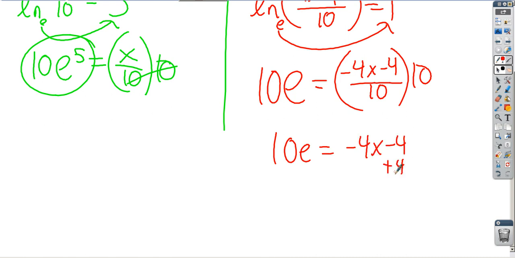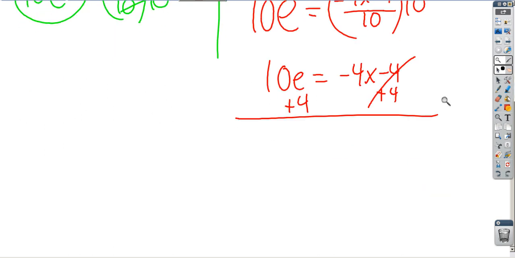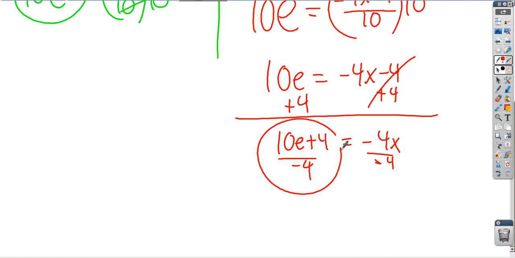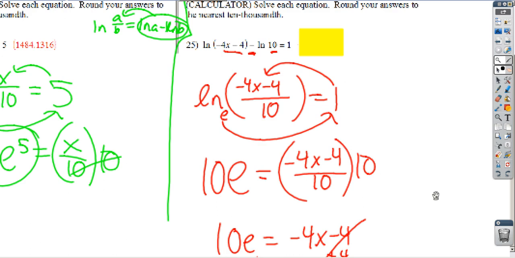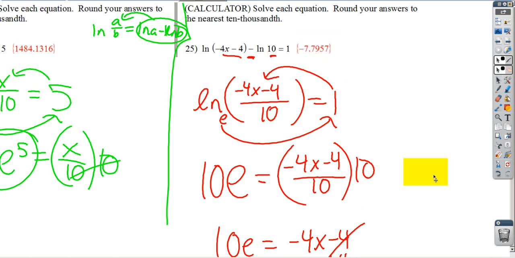We'll add 4 to both sides, so we get that right there. And then finally we get 10e plus 4 equals negative 4x. We'll divide both sides by negative 4 and put that in a calculator. That's going to be somewhere around negative 7, negative 8. It turns out to be negative 7.7957.